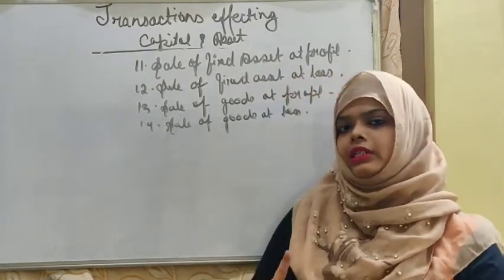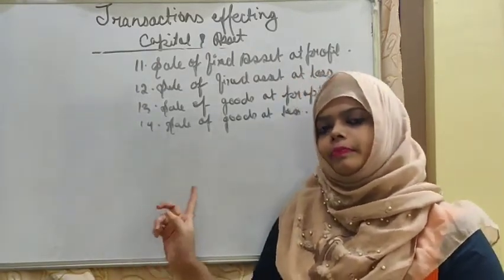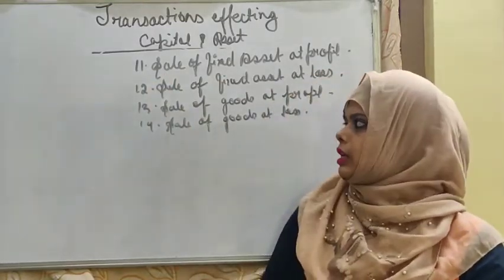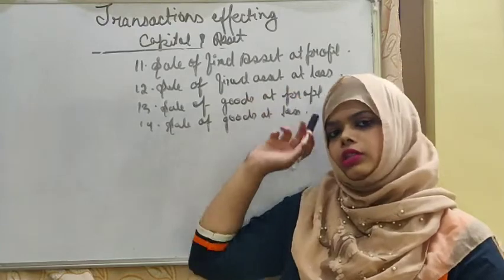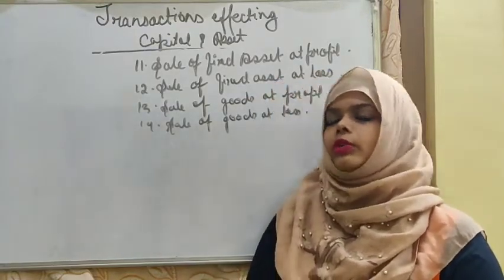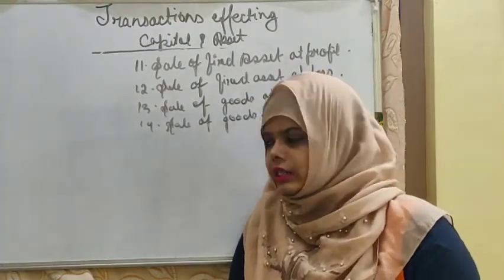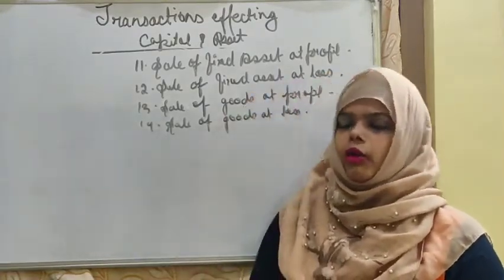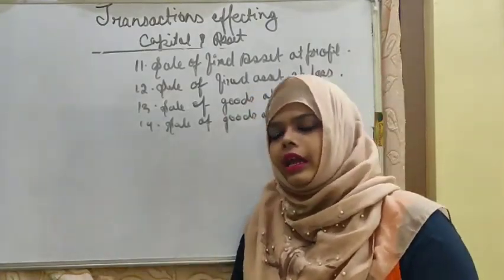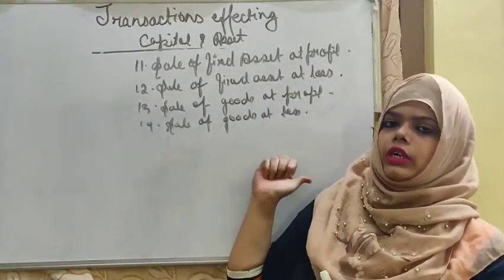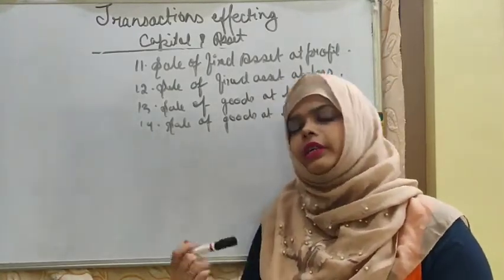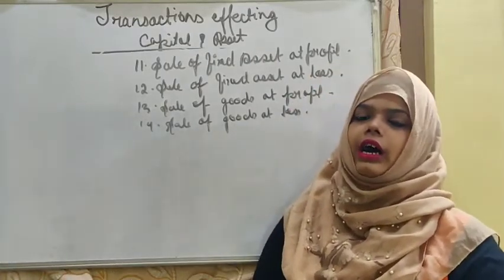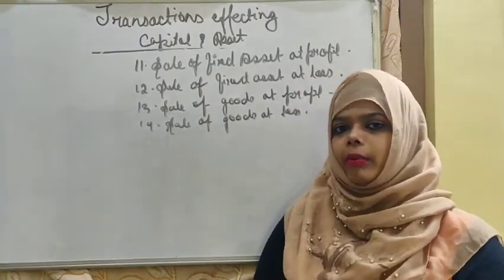Sorry, not liability, asset and capital, and increase of both asset and capital and decrease of both asset and capital. Sale of fixed asset at loss, it will decrease the capital, it will decrease the asset part. Sale of goods at profit will increase the asset part and also increase the capital part. And sale of goods at a loss will decrease the capital and decrease the assets. So these are the 14 transactions that affect the asset and the capital part.